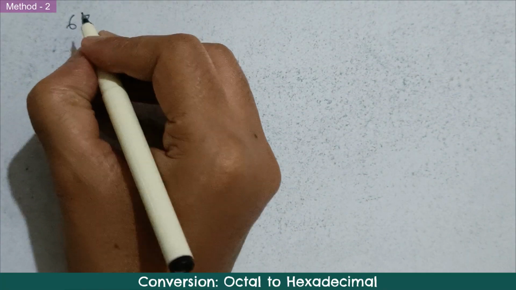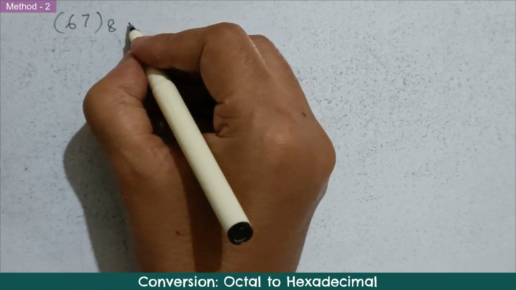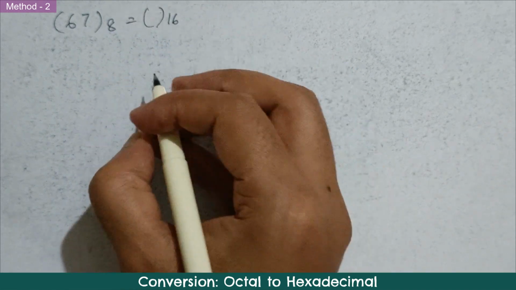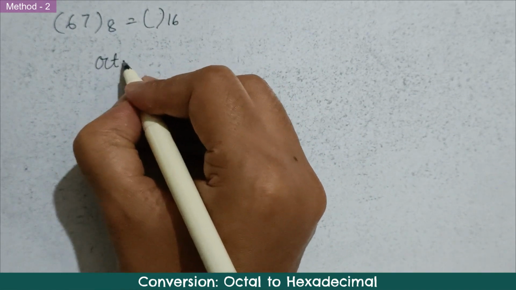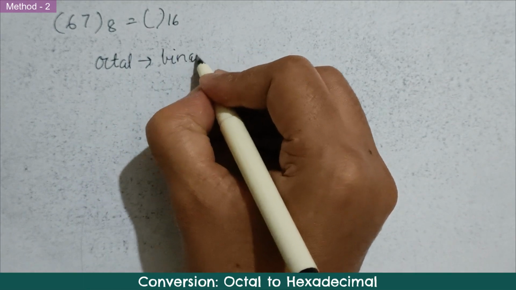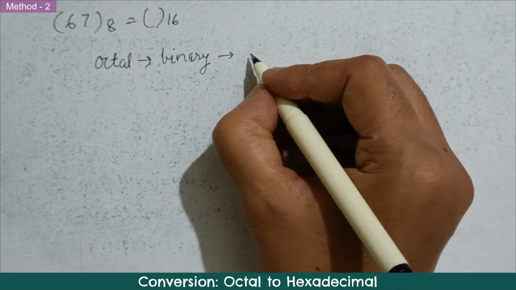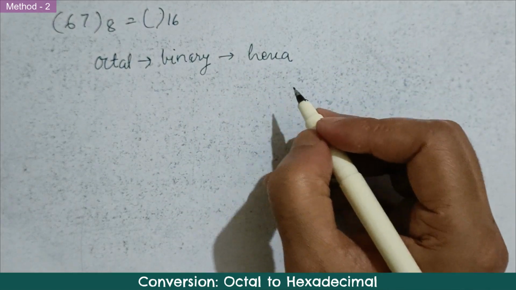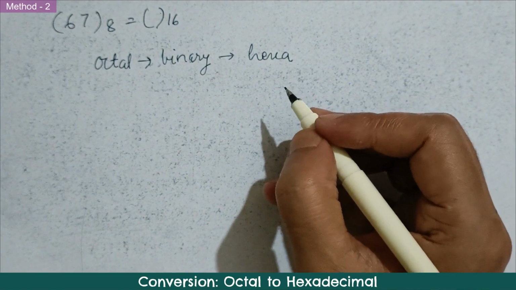We have another method to convert octal to hexadecimal. You can see the same question here on screen. In this method, we will first convert the octal into binary number. Then, we will convert the binary into hexadecimal number. If you don't know how to convert octal to binary, then please click on I button shown above.